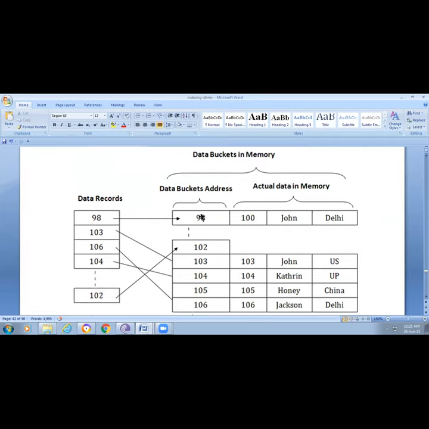Now please observe the diagram. In this chapter, you need to remember these diagrams also. Why? Because from the exam point of view, you should be able to represent the diagrams also. Don't forget this, and please practice these types of diagrams.